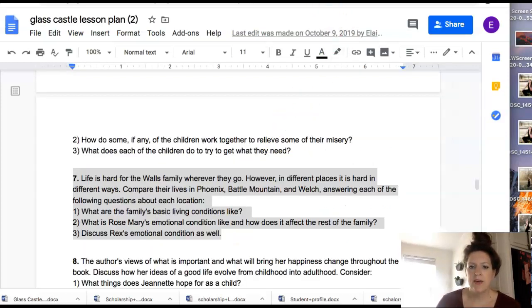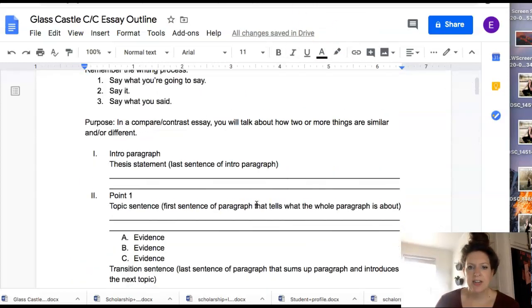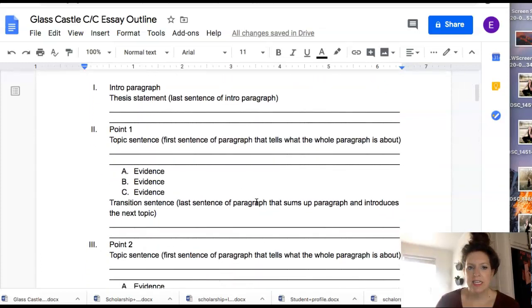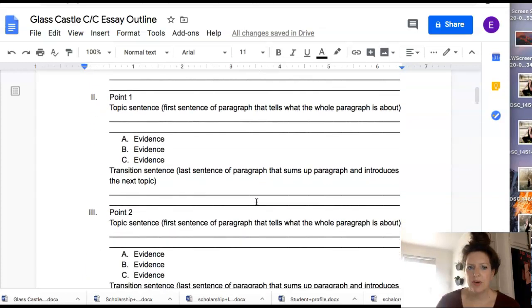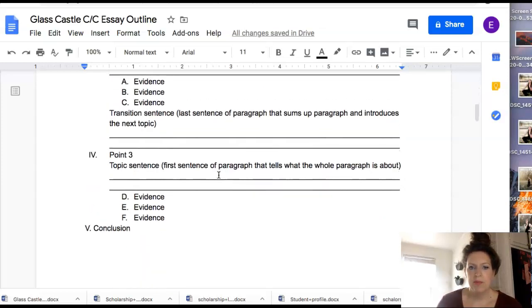So let's look at that now. I have an outline for you. I've attached this so you have first a blank outline, and you can see how I want you to set up your essay. You'll start with a thesis statement. That will be the last sentence of your intro paragraph. And then you have point 1, point 2, and point 3.